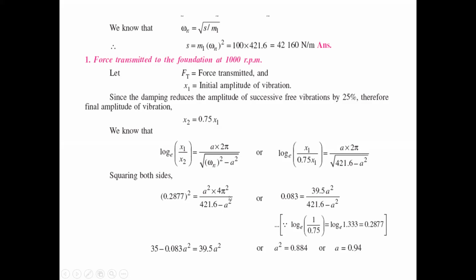For solving this equation, square on both sides. After squaring on both sides and simplifying the equation, the value of a is nearly 0.94. So a is also known.